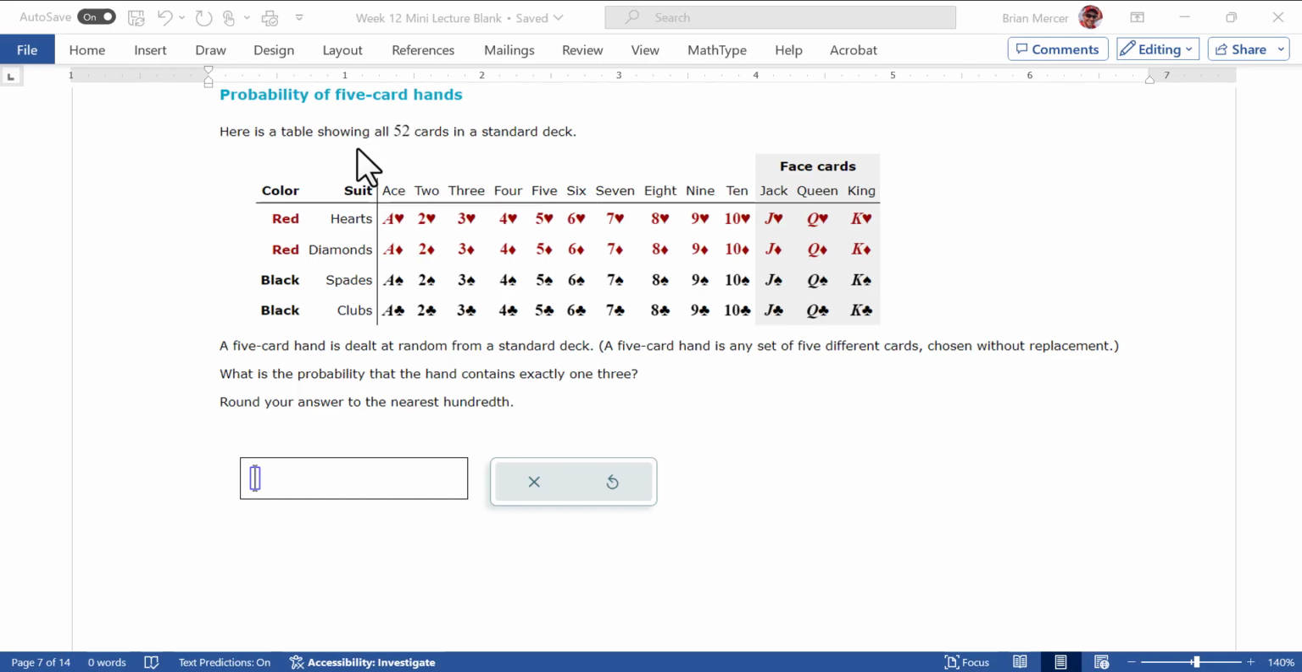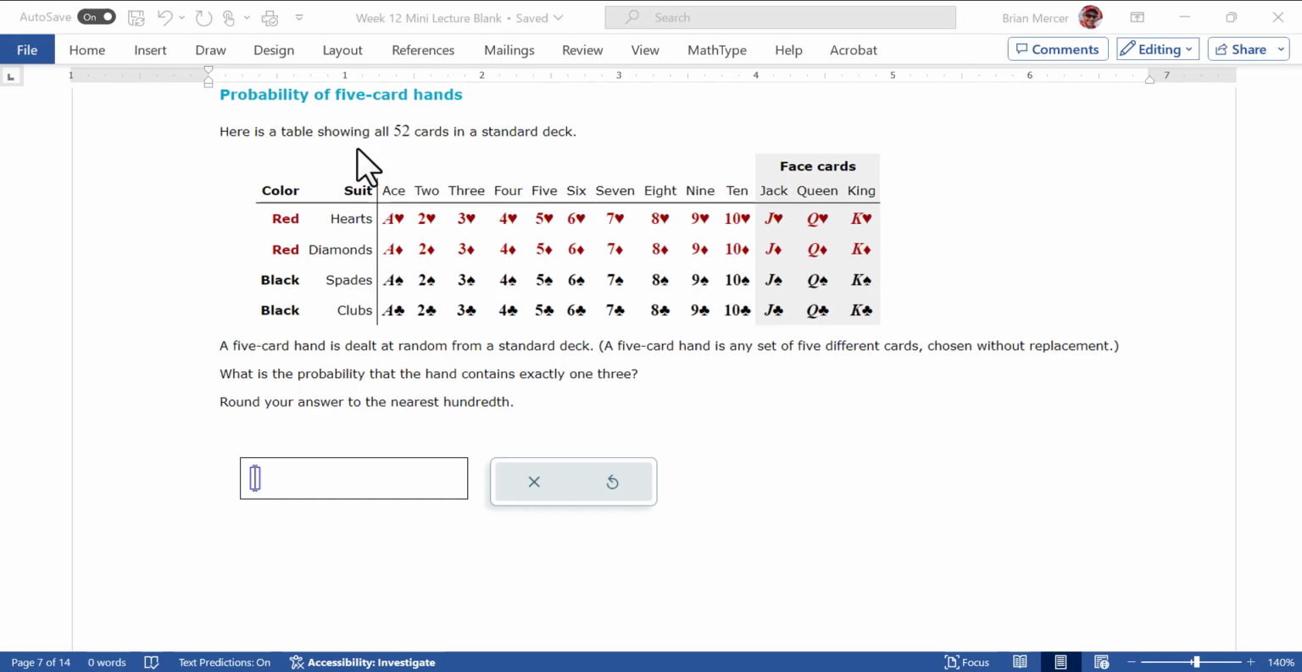A 5-card hand is dealt at random from a standard deck. So you shuffle the cards up and you deal out 5 cards. So a 5-card hand is any set of 5 cards, in other words, chosen without replacement, and that means that the order doesn't matter, right? So we're dealing with combinations. What is the probability that the hand contains exactly 1 3?